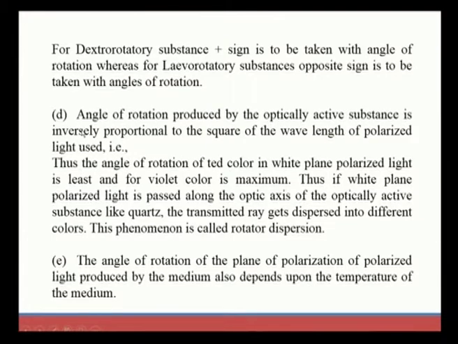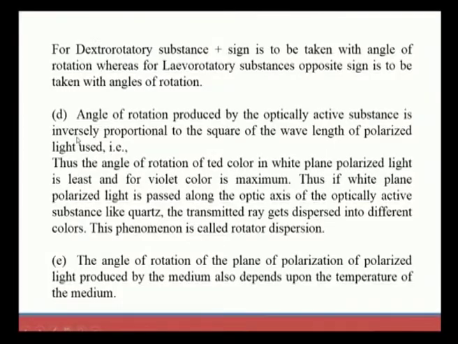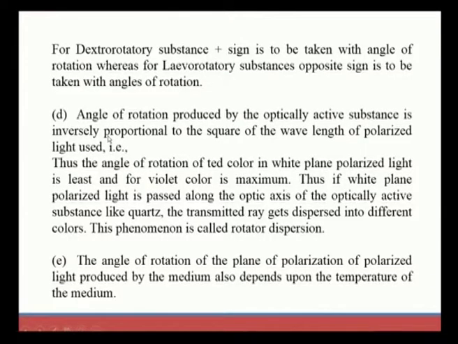The next law: the angle of rotation produced by the optically active substance is inversely proportional to the square of the wavelength of polarized light. These are the laws observed when polarized light is made to fall on an optically active substance. So the angle of rotation produced by the optically active substance is inversely proportional to the square of the wavelength.